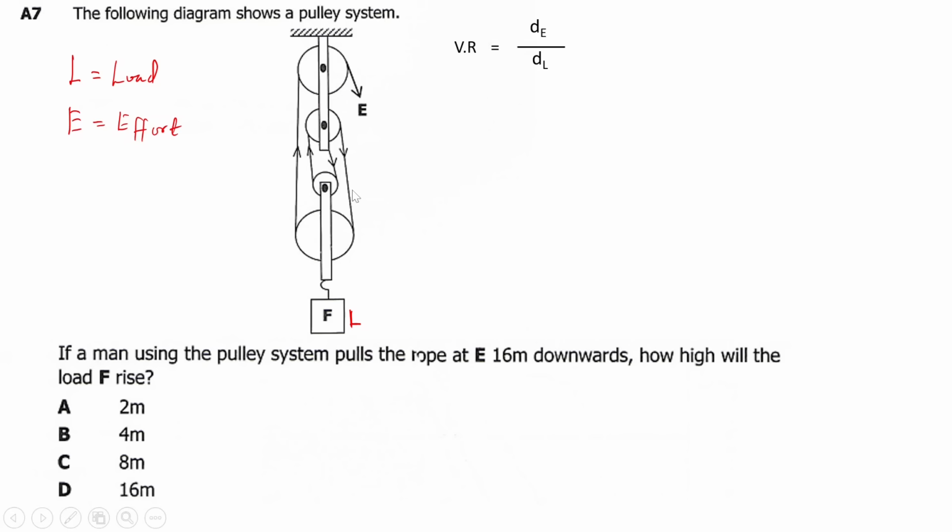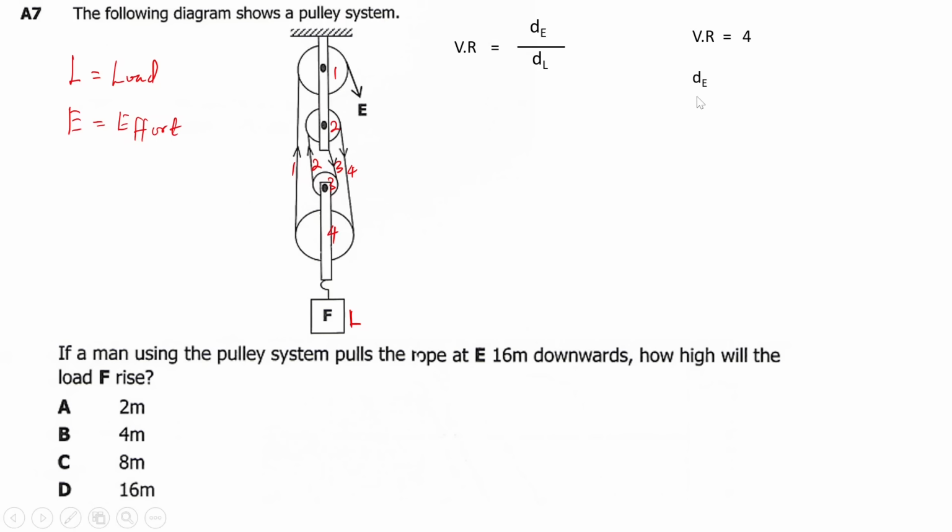It is equal to the number of strings connecting the upper pulley and the lower pulley. So this is the upper pulley, this is the lower pulley. The number of strings connecting the two are 1, 2, 3, 4. So the velocity ratio is equal to 4. It can also be found by counting the pulleys: 1 pulley, 2 pulley, 3 pulley, 4 pulley. So the velocity ratio is equal to 4.